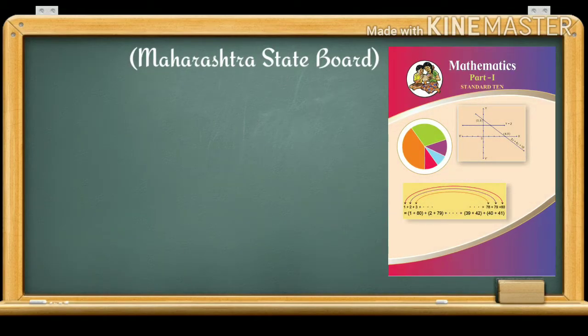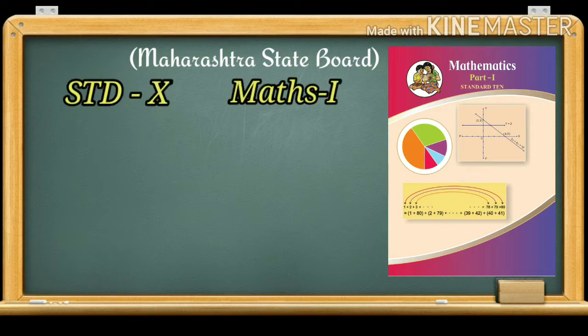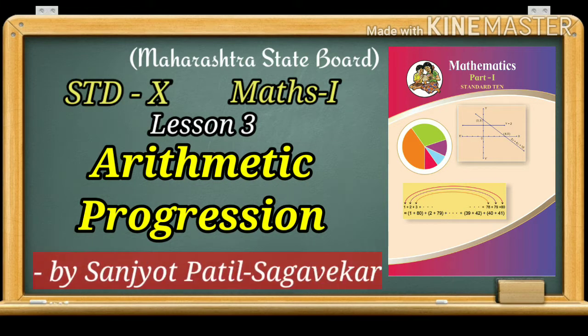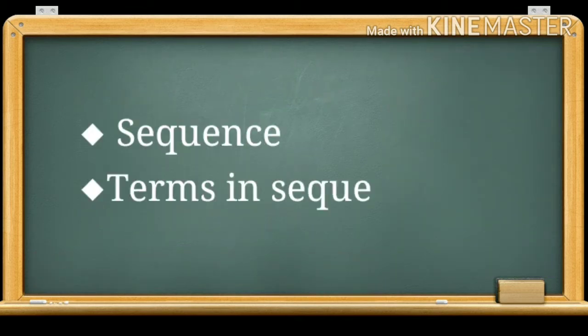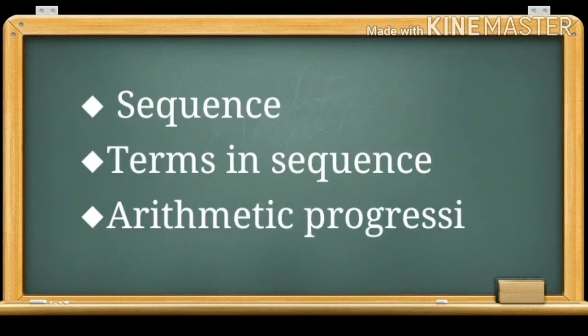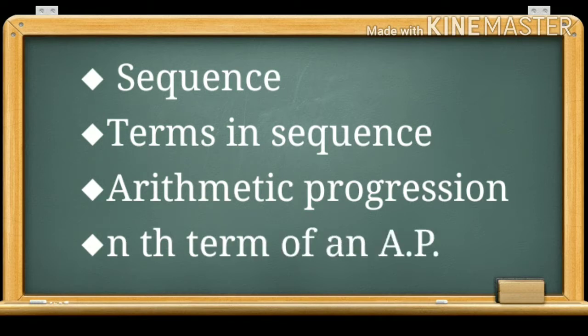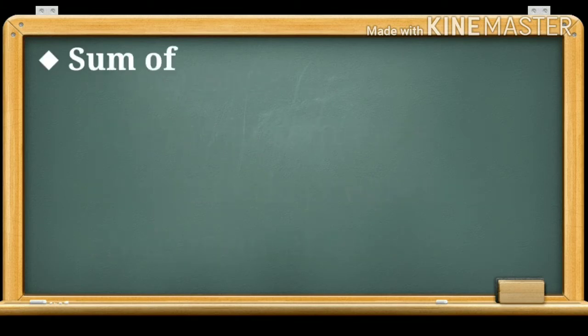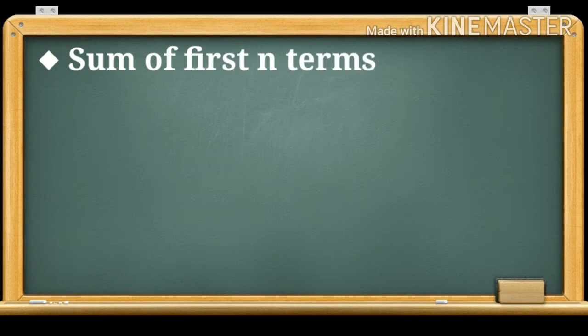Today we are going to learn Standard 10th Mathematics Part 1st and its lesson number 3rd, Arithmetic Progression. In previous videos, we have learned sequence, terms in sequence, arithmetic progression, nth term of an arithmetic progression. Today we are going to learn sum of first n terms of an AP.